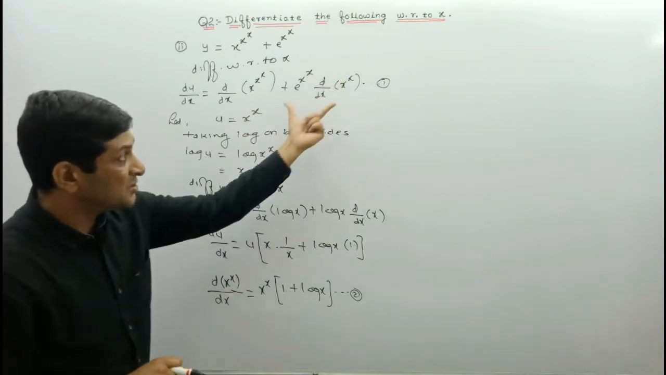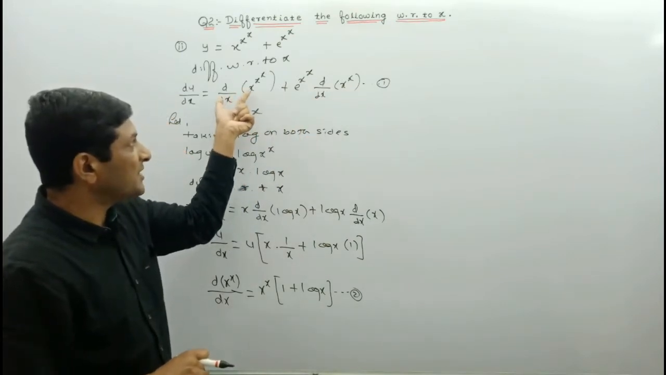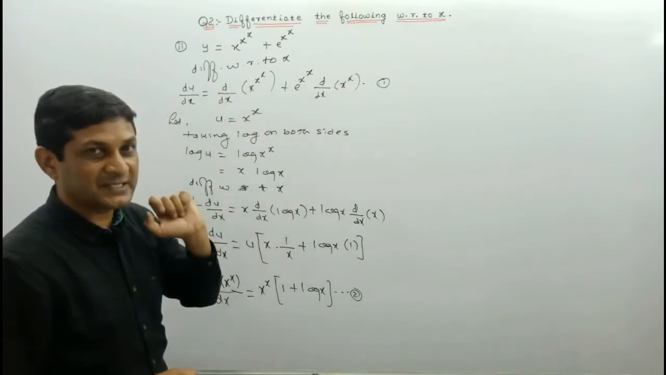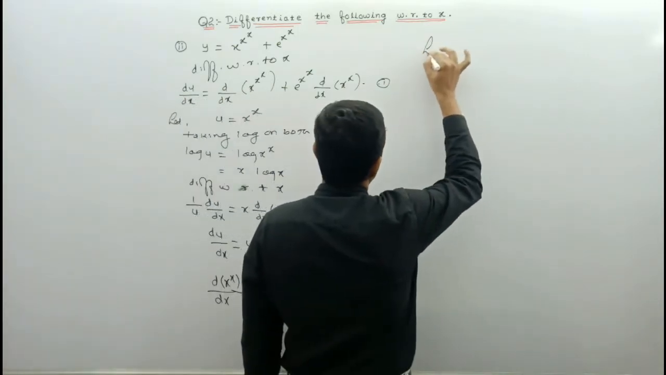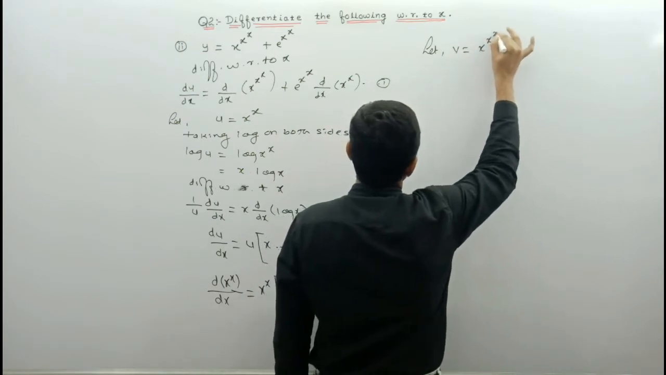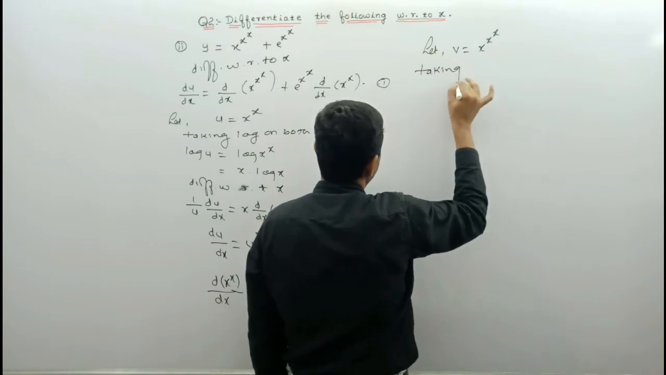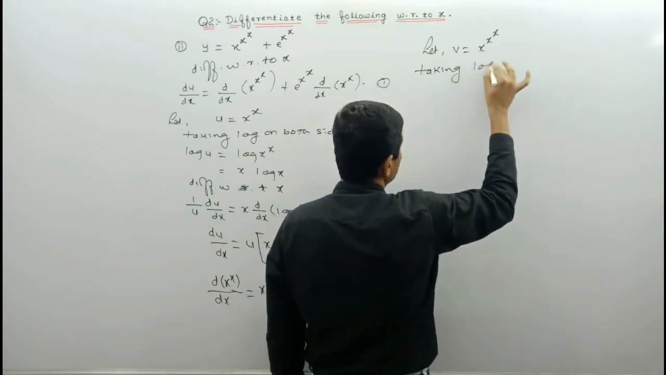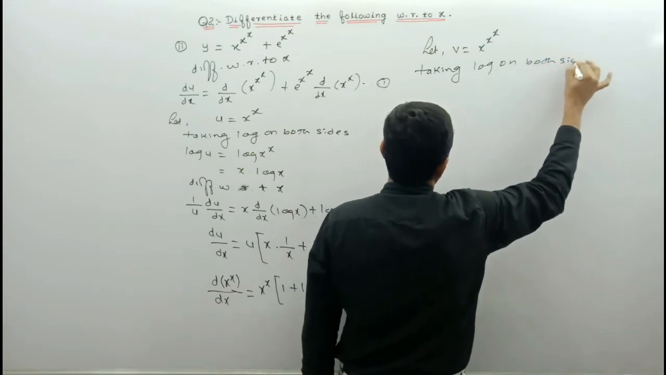Well, differentiation of this term is completed. Now we are trying to find out differentiation of what? x raised to power x. Let us denote it by v. Let v be equal to x raised to power x. Here also which method we have to apply? Logarithmic differentiation method. So taking log on both sides, see what we will get here.